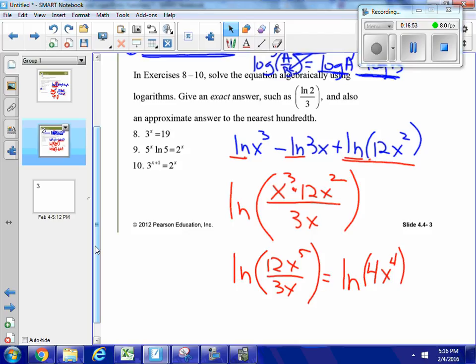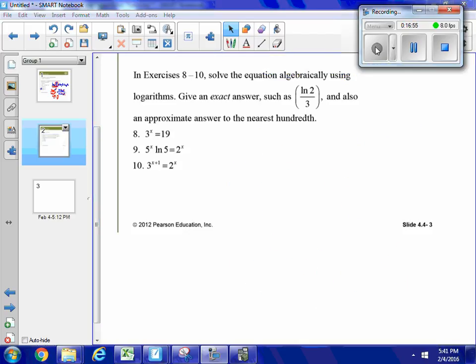All right, let's do some work on these equations here, where I have to give an exact answer, and I also have to give a decimal approximation. So number 8, I have 3 to the x equals 19.